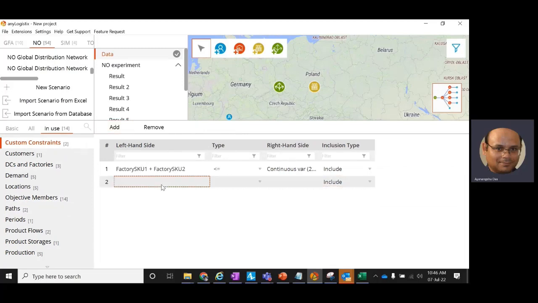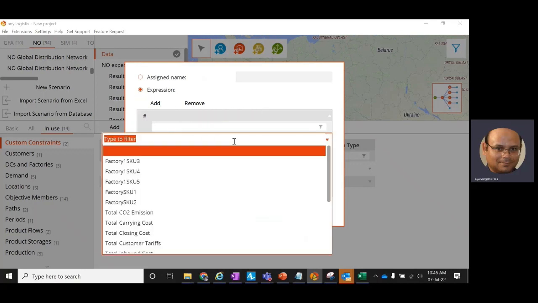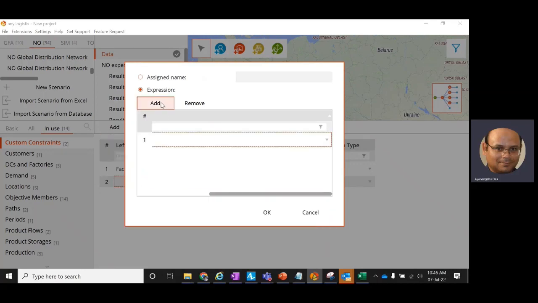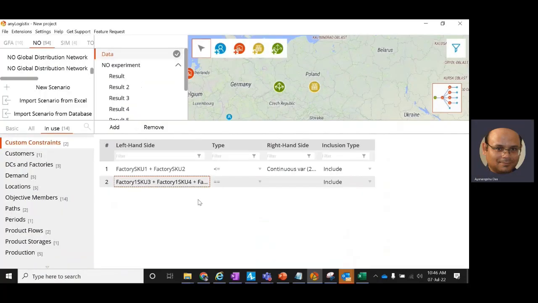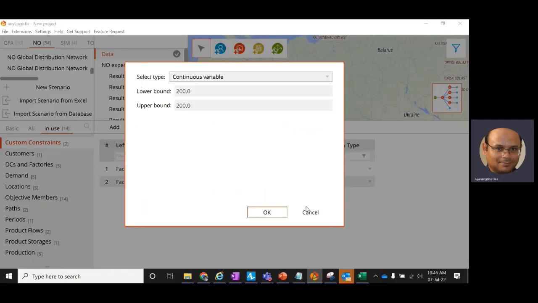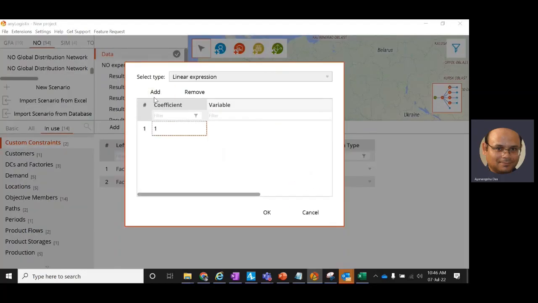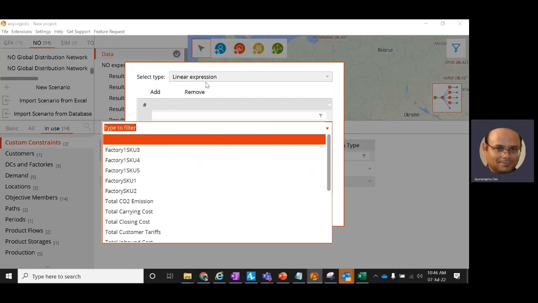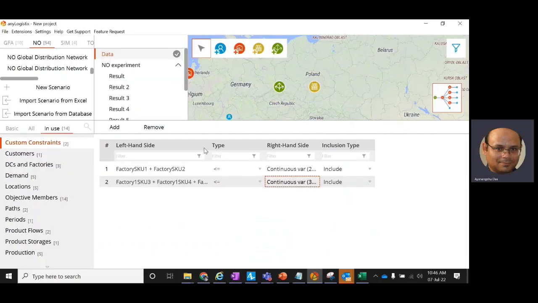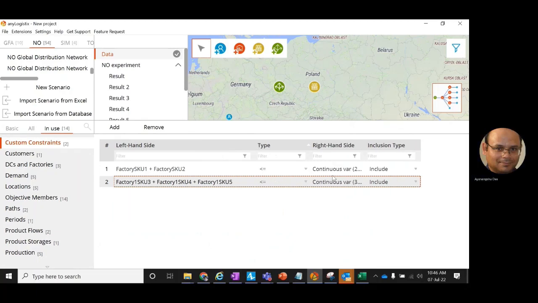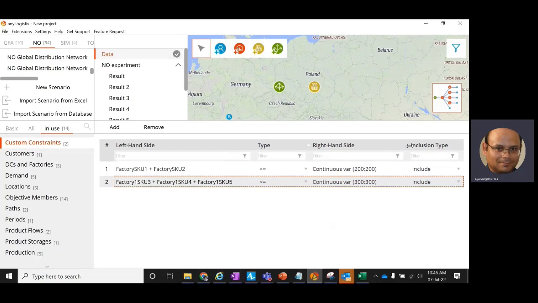Here we will add expressions where we will say factory 1 SKU 3, factory 1 SKU 4, and factory 1 SKU 5, and then we will say that it's less than or equal to, and then we will put a continuous variable where we will say that the maximum throughput cannot exceed 300 units. So this ensures that we have specified the maximum production throughput for this factory.